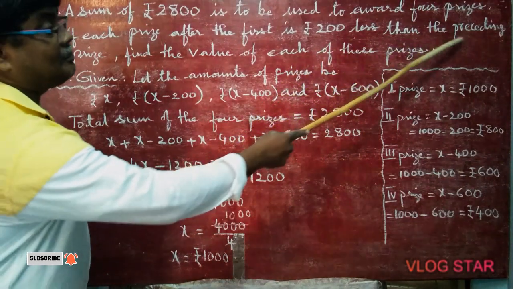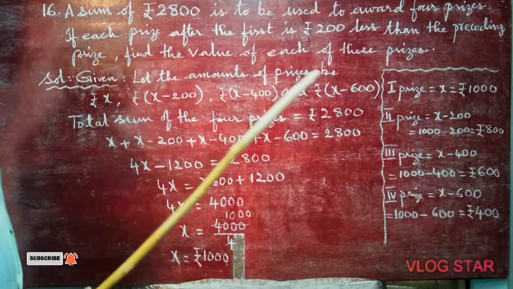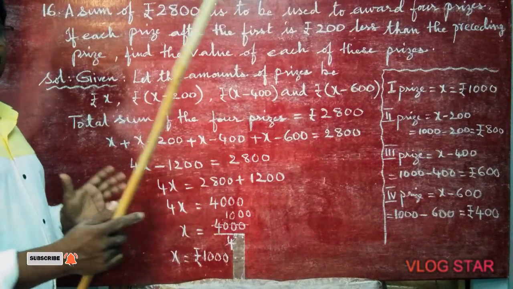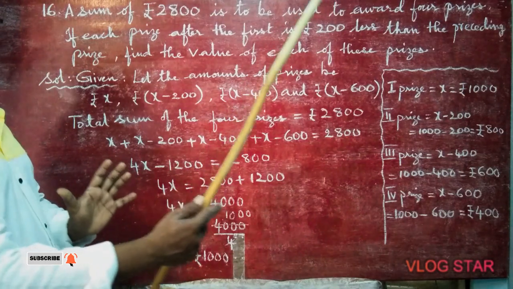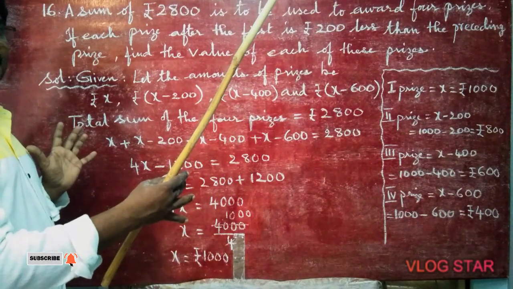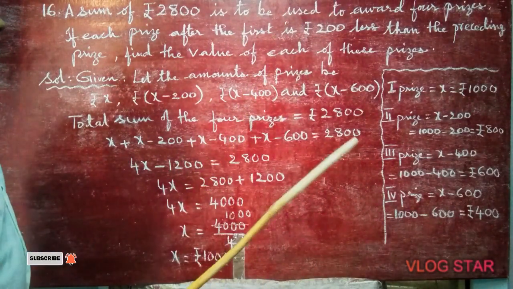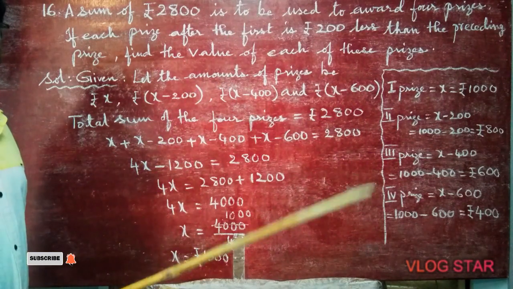200 less than the preceding means the one before. 200 less should be there. We know that one. The sizes of the prizes decrease. We are having that experience. The first prize will be a little big. Second prize little smaller. Next, you know the sizes. This is not a new problem to understand.